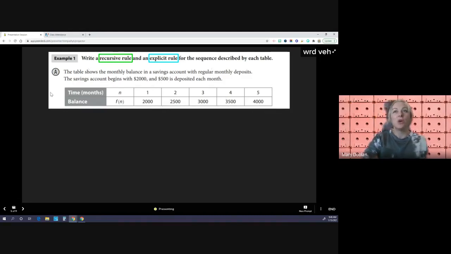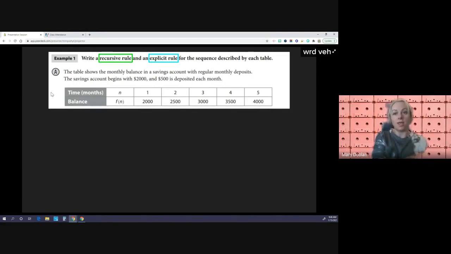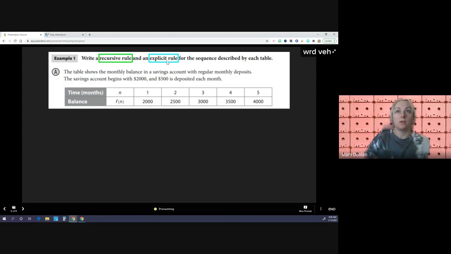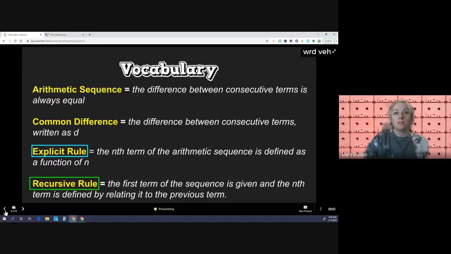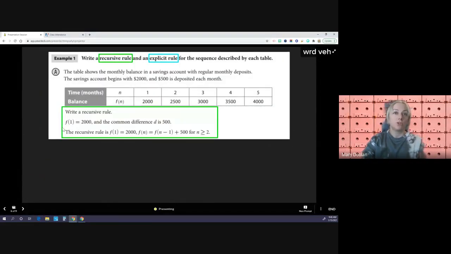So from this, we are going to write the function as a recursive rule and as an explicit rule. So we're going to write the arithmetic sequence as a function recursively and explicitly. So we're going to use both of these. All right, so the first one here is a recursive rule. The recursive rule in the definition back here says the first term of the sequence is given, and the nth term is defined by relating it to the previous term. And so that's what we have here. The first term is given. f of 1 equals 2,000.